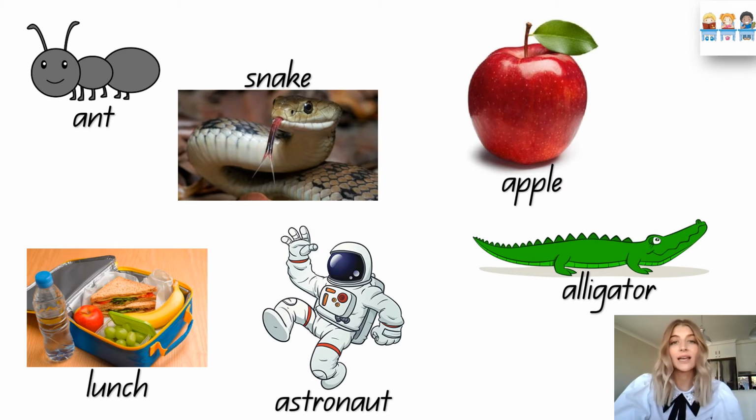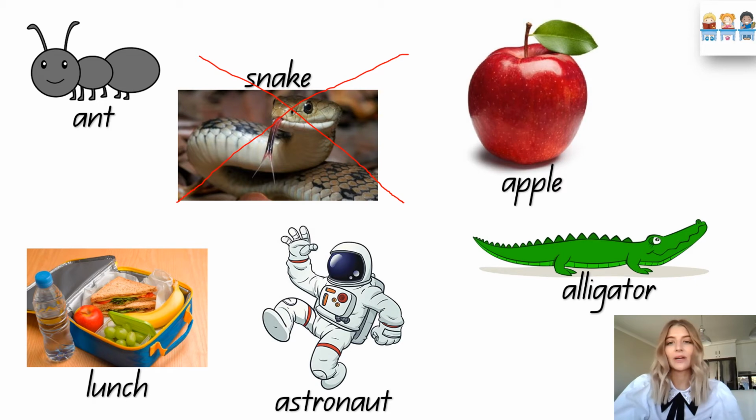Okay, so now I've got some pictures and words here, and we're going to go through each one and we're going to say if they start with an ah sound or if they're not. So let's have a look at this first one. Ant. Does that start with an ah sound? It does. Good, we'll leave that one there. Let's look at the next one. Snake. Does snake start with an ah sound? No, you're right, it doesn't. Let's cross that one out. That's not a letter A word.